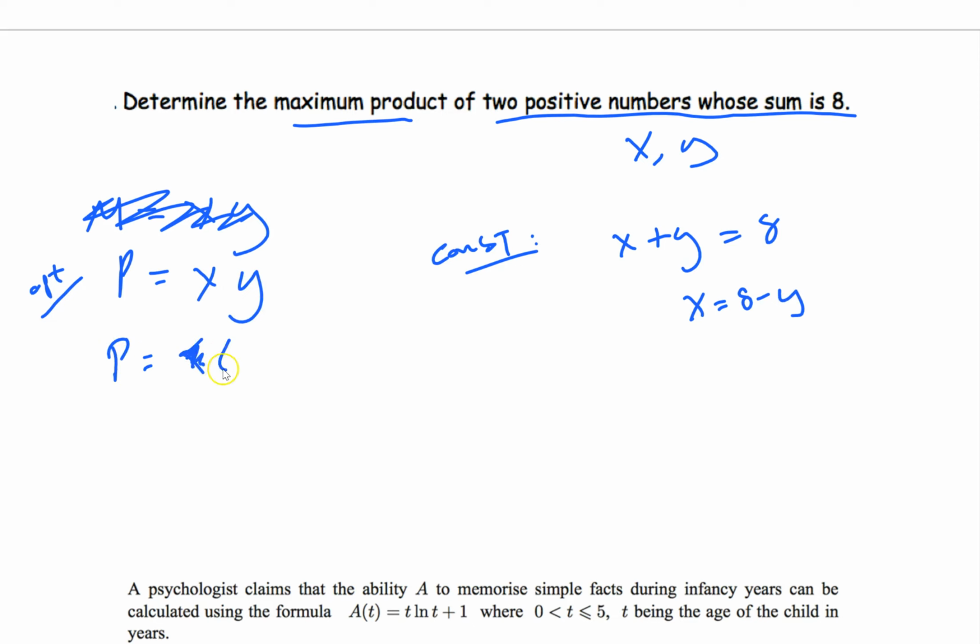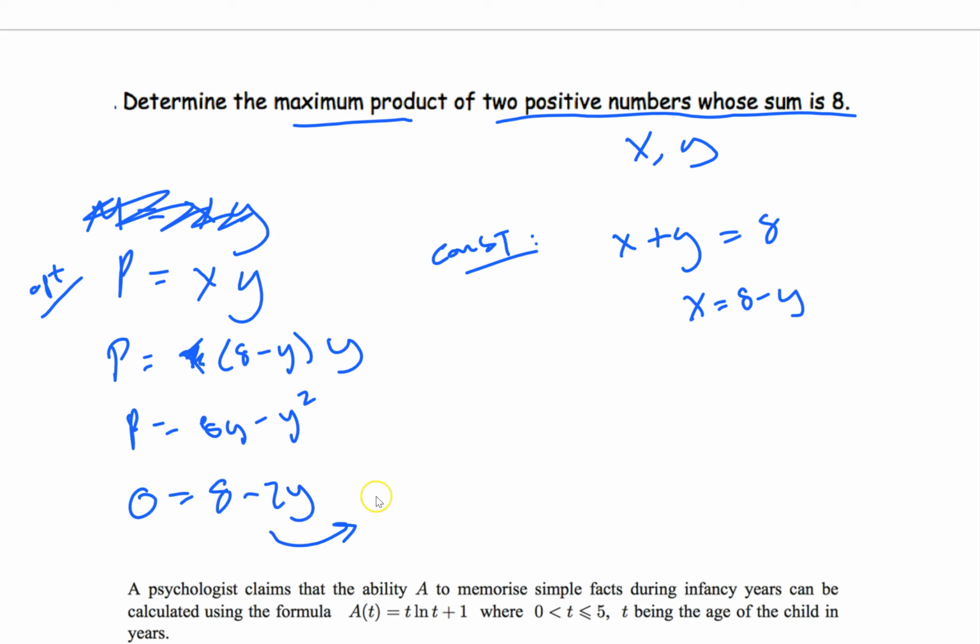There's no more x. 8 minus y times y. Right? Simplify it. 8y minus y squared. Right? And then again, I'm trying to optimize it, right? If you want to find the maximum of anything, take the derivative set equal to 0. So let's take the derivative set equal to 0. 8 minus 2y. I can solve that very easily. And y equals 4. Again, you're supposed to show that that's the max.